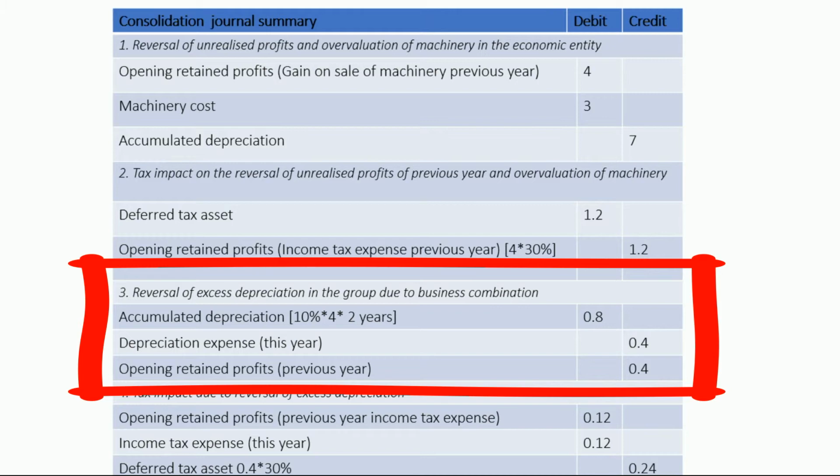For the 2 years, accumulated depreciation becomes 0.8. Therefore, our third consolidation journal entry, to reverse excess depreciation, is debit accumulated depreciation 0.8, credit depreciation expense 0.4, and credit opening retained profits 0.4.